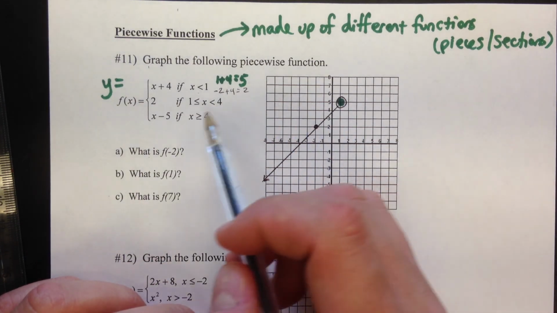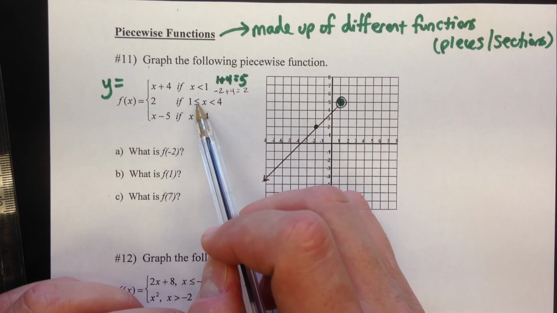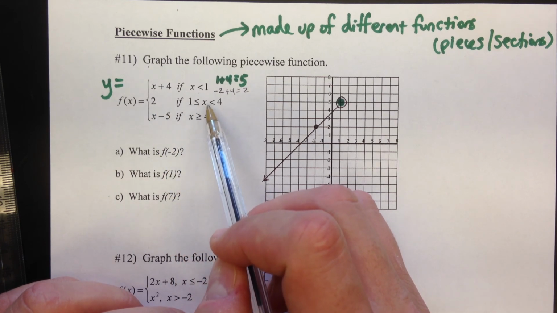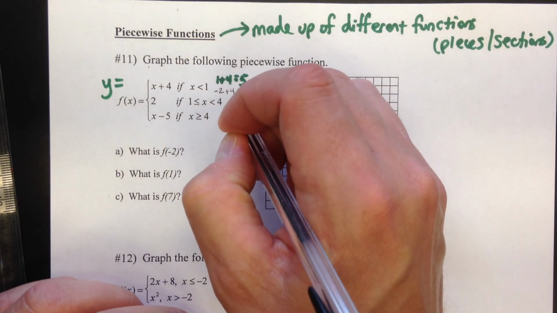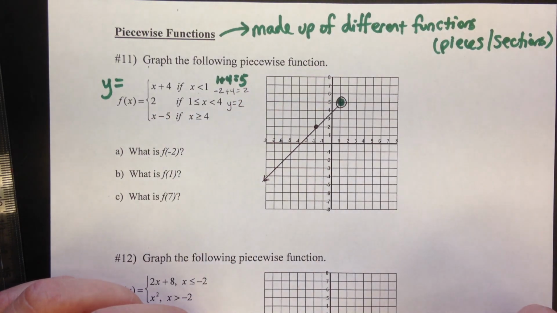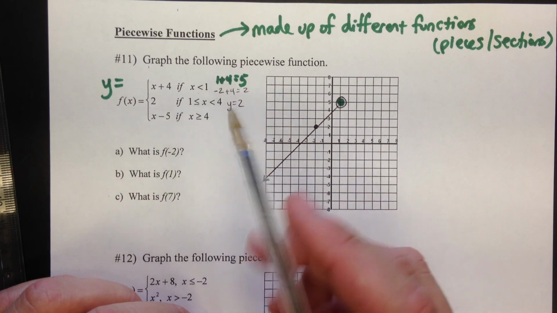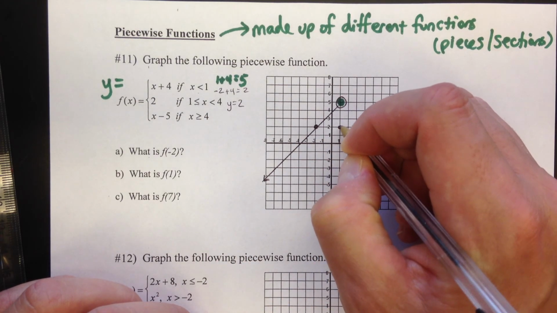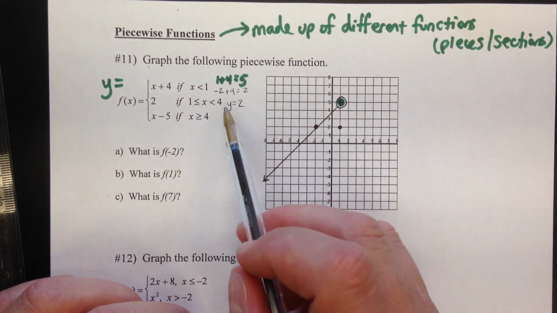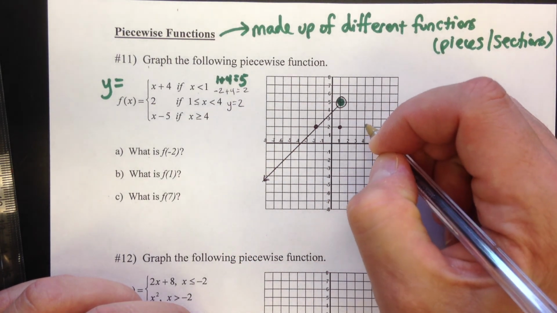Now the second piece, f of x equals 2 if 1 is less than or equal to x is less than 4. Well, think of this equation as y equals 2. That's a horizontal line. So a horizontal line, and it starts at positive 1, it's a closed circle. So 1 comma 2 is here. And it goes to positive 4. So it's going to stop at 4 comma 2.